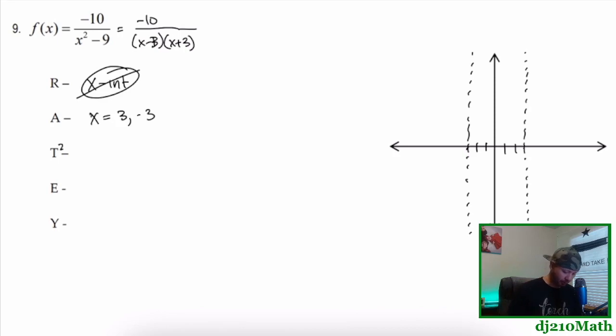All right, looking at, are there any square factors? In the top, no. Bottom, no. The end behavior, we compare the degree in the numerator to the degree in the denominator, and this is bottom heavy. So it's going to be y equals 0.